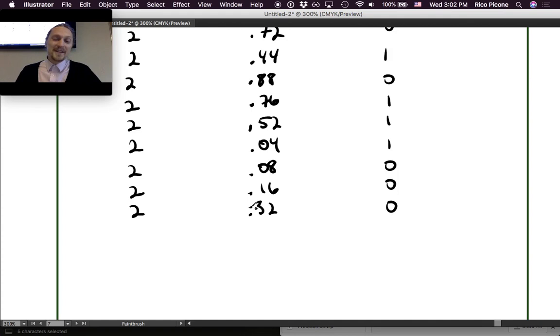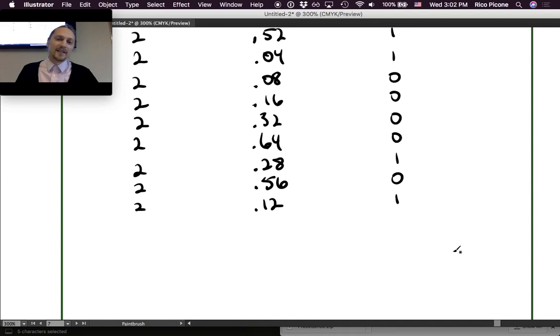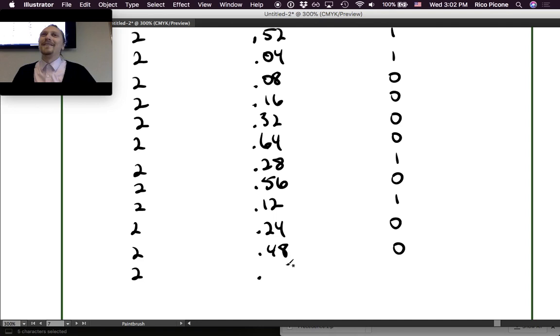0.32 times 2. 0.64 with no overflow, times 2. Oh, here comes another overflow. 1.28, times 2 again. It would be 0.56 with no overflow, times 2 again. 0.12 with an overflow. We're getting there, guys. Don't worry. Times 2 again. 0.24, no overflow. 2 again. 0.48, no overflow. 2 again. I know, it was so close to 0.50. We were so excited there. Times 2 again is 0.96. No overflow. Times 2 again is 1.92, right? Overflow.